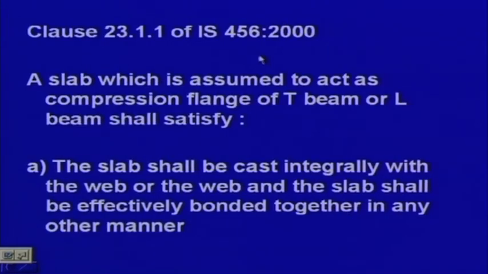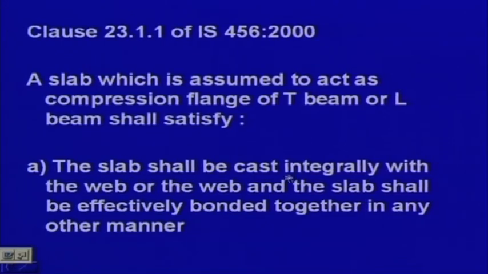Let us see what our code, IS 456-2000, says, and you will find in clause 23.1.1: a slab which is assumed to act as compression flange of T beam or L beam shall satisfy the following. Number 1, please note I have said compression flange, because the flange will not be tensile, because concrete will not take the tension. So, always it will be compression flange.